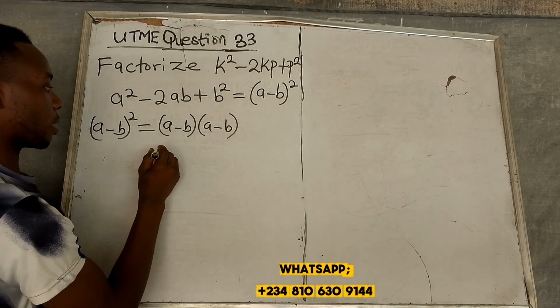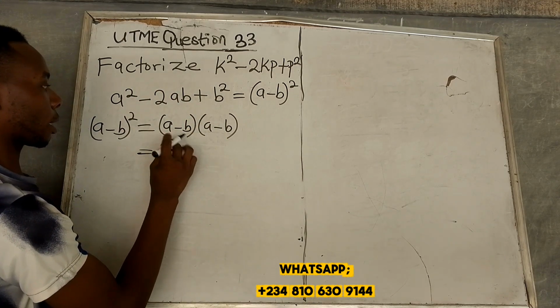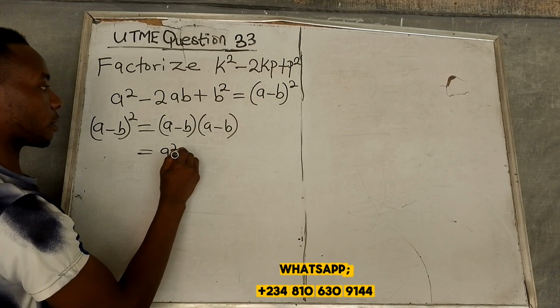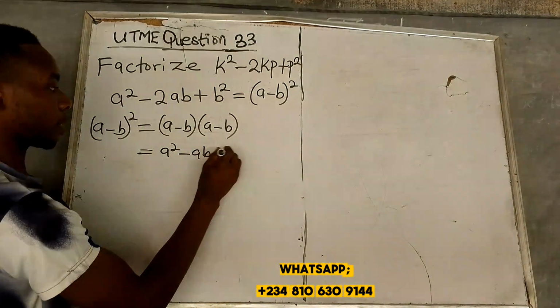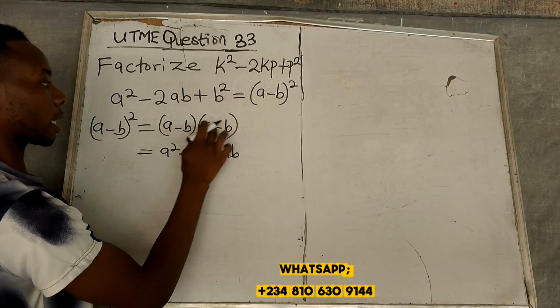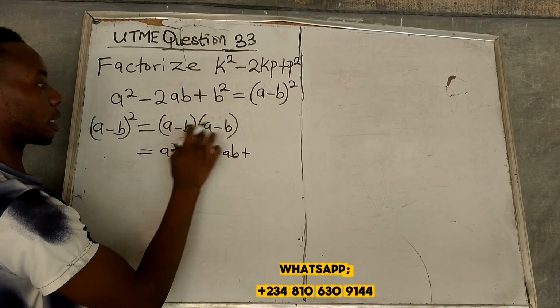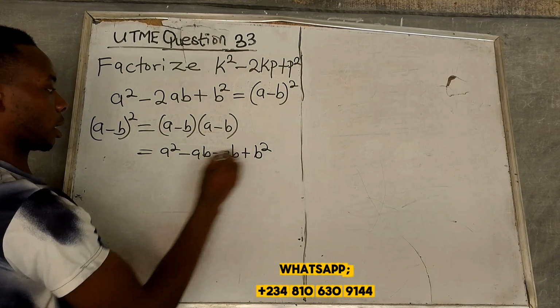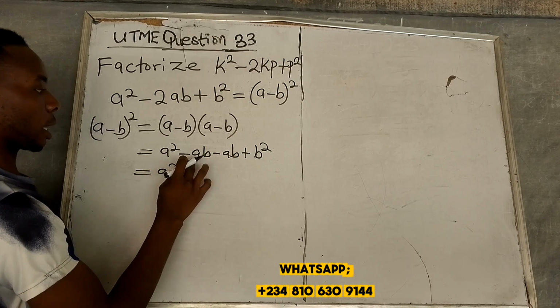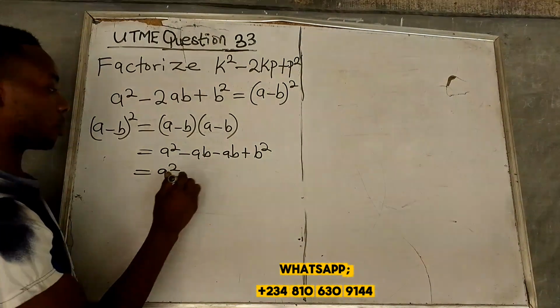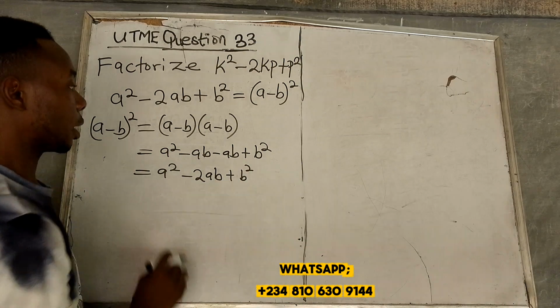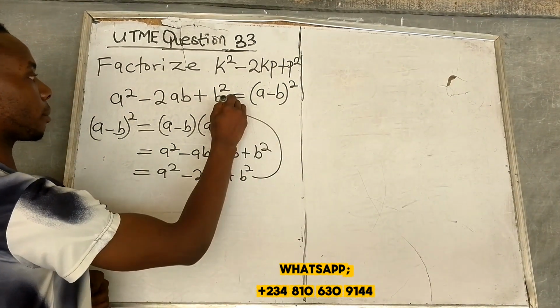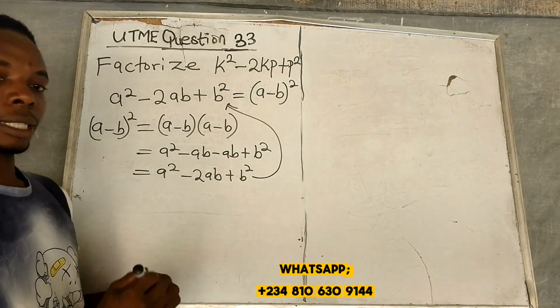A times a will give us a square. A times minus b will give us minus ab. Minus b times a will give us minus ab. Minus times minus will give us plus. B times b will give us b square. This will be equal to a square minus ab, which will give us minus 2ab, plus b square. You can see that it gives us the same thing, right?